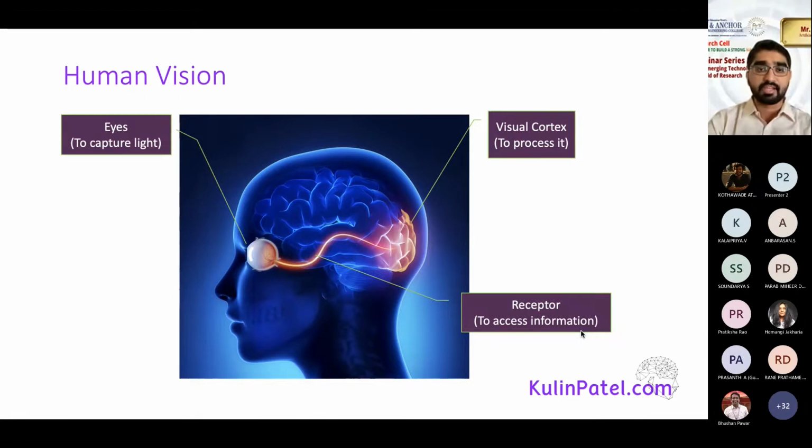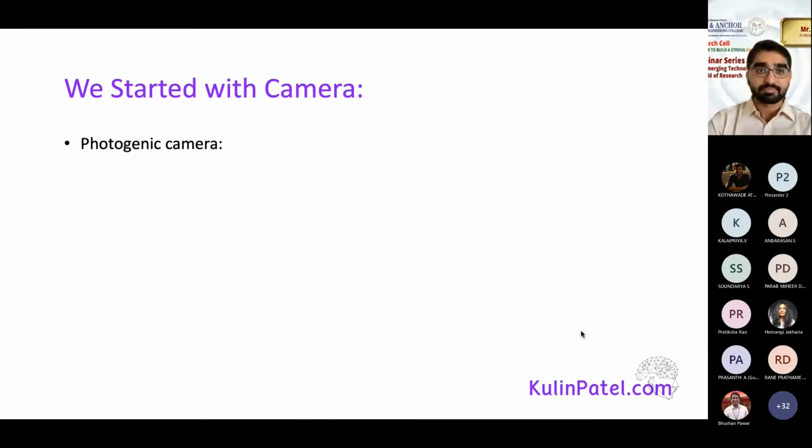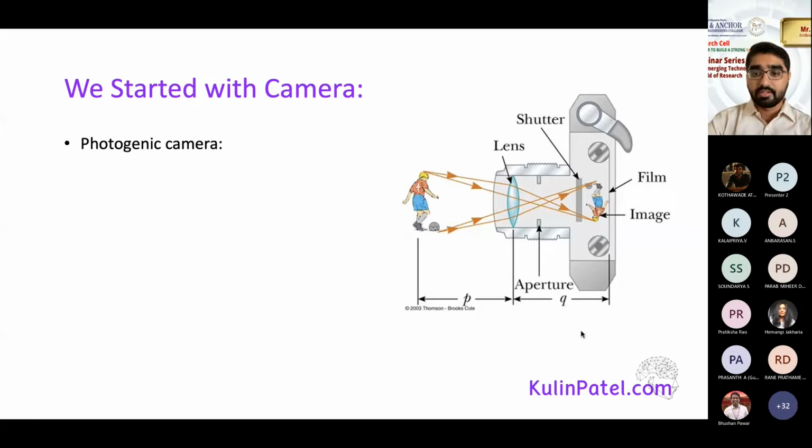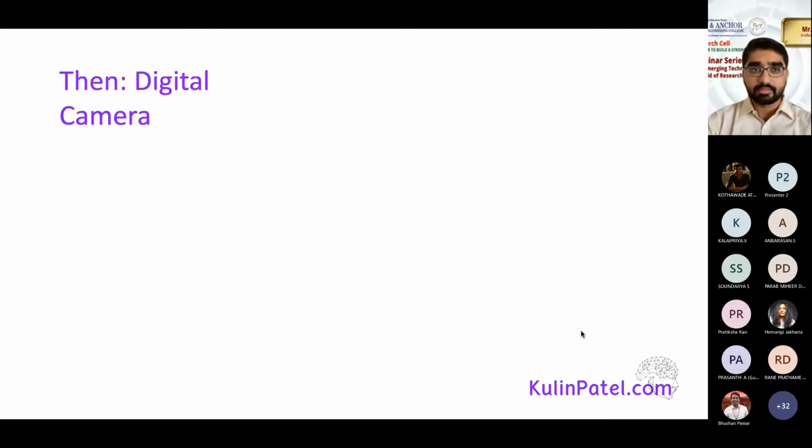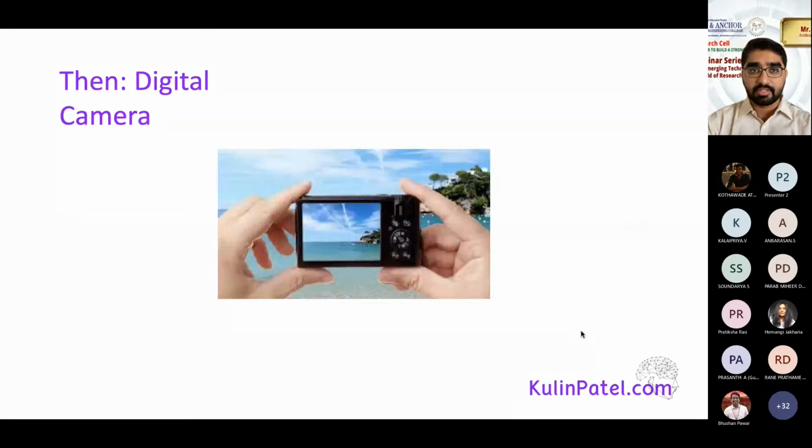First we will start with the camera. We have developed cameras, photographic cameras, and these act as our eye part. First there was the photographic camera, and I'm not going into detail because of the time constraint. After the lecture, I'll provide the PPTs. You go through them. Then we get the digital age of the camera.